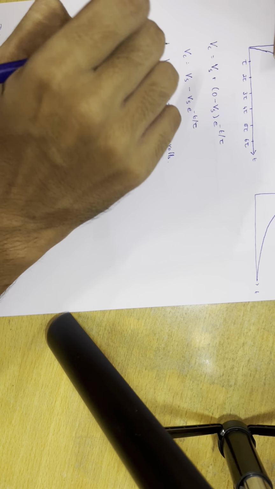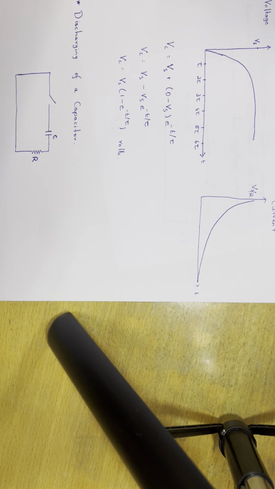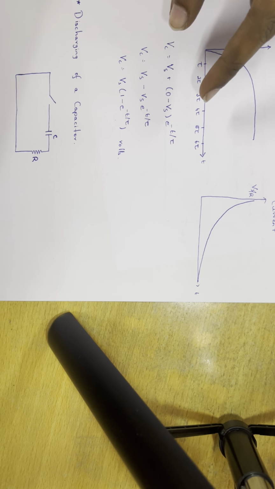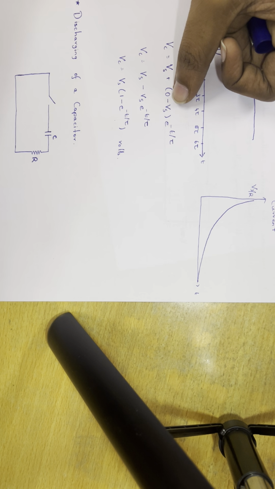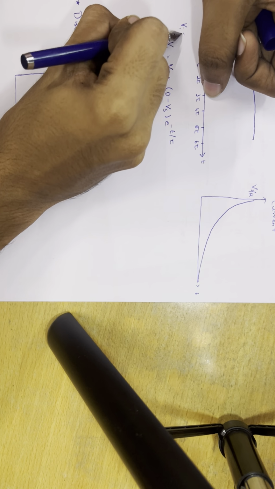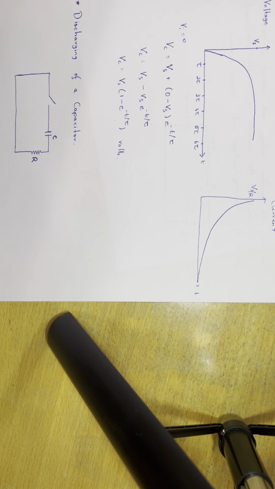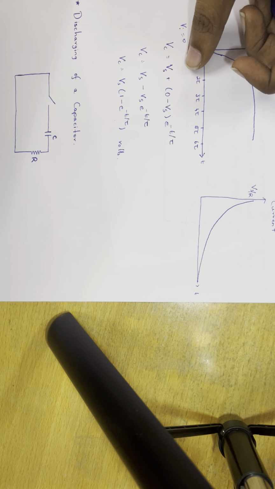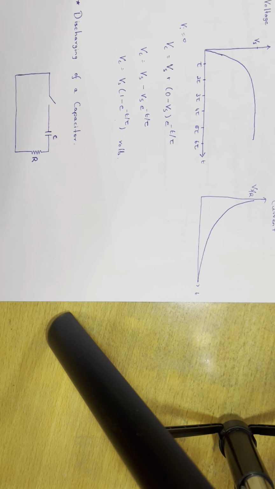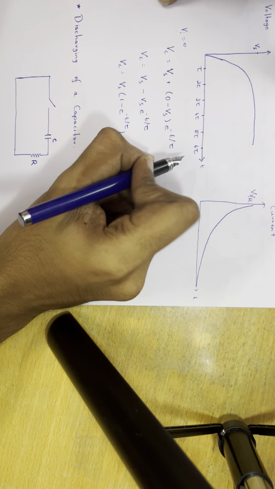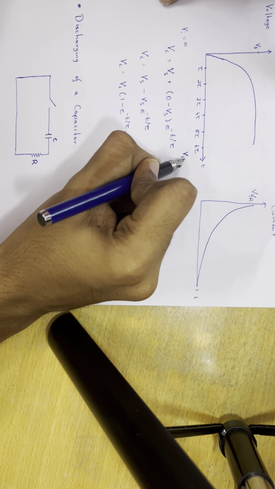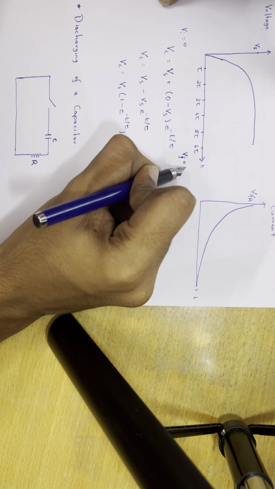If we substitute the values into the general formula, initially the initial voltage is 0, which is what we are considering. So the instantaneous voltage equals final voltage plus open bracket 0 minus final voltage, close bracket, into e to the power minus t by tau. Here the final voltage and instantaneous voltage will be the same.